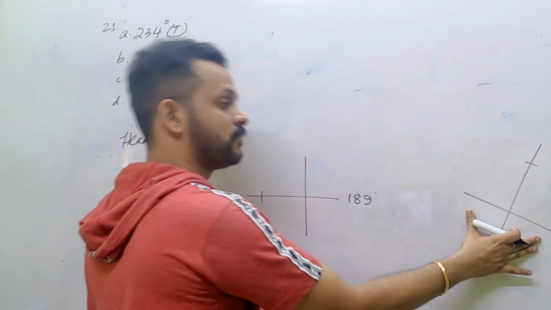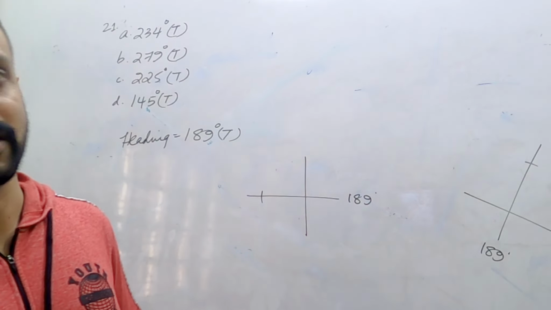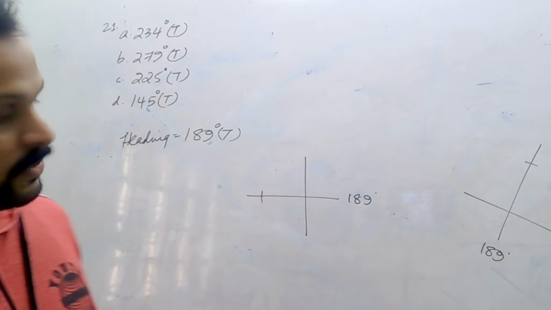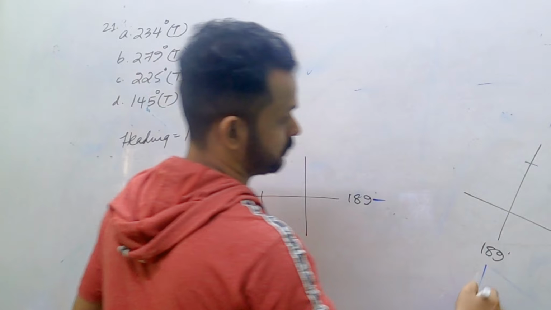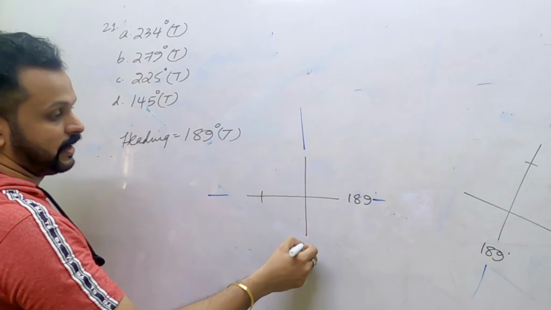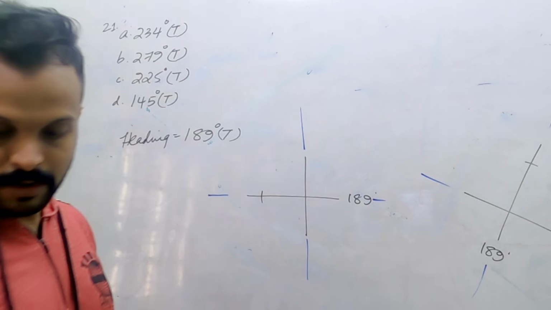I would always prefer this because it gives me a better orientation. For these questions, it is not required. Don't confuse yourself by drawing this one. Now this is the longitudinal axis of the aircraft, just in case you want to draw that. This is the lateral axis of the aircraft. Now, what's the next thing?